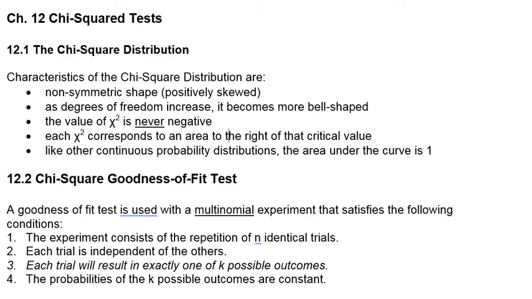This lesson is going to look at the chi-squared test called the goodness of fit test. So first we're going to look a little bit at the chi-squared distribution. The chi-squared distribution is a continuous probability distribution, so in some ways similar to the normal distribution and the t distribution, the student t distribution we talked about earlier.